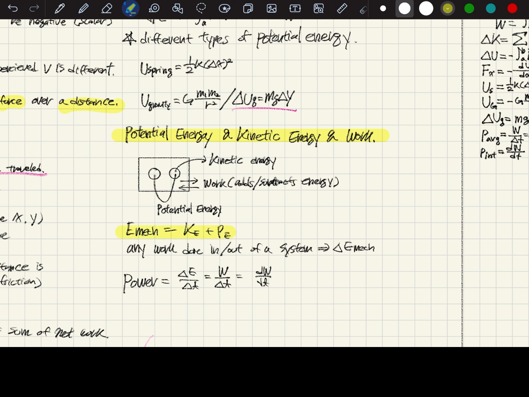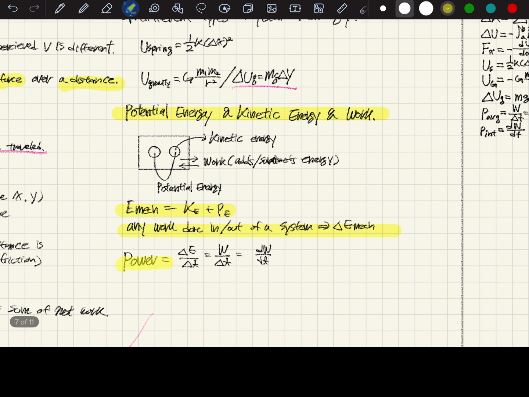The truly important thing is the mechanical energy. Mechanical energy is kinetic energy plus potential energy plus whatever non-conservative force was brought upon you. Any work done in and out of the system is change in mechanical energy. So within a system, mechanical energy is supposed to be conserved. If there's a change in mechanical energy, there probably is a non-conservative force. So that's one good way to know whether or not there's friction.